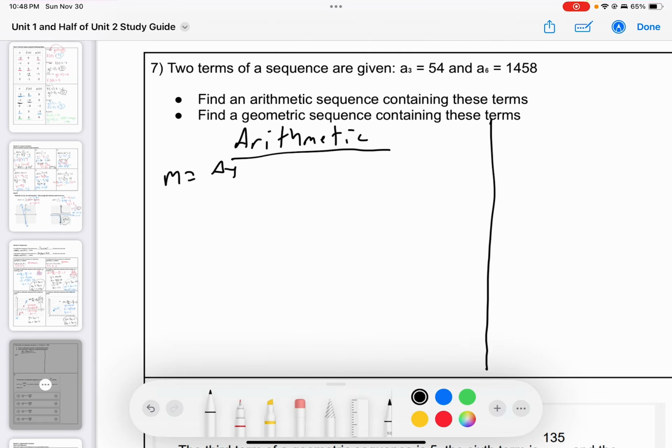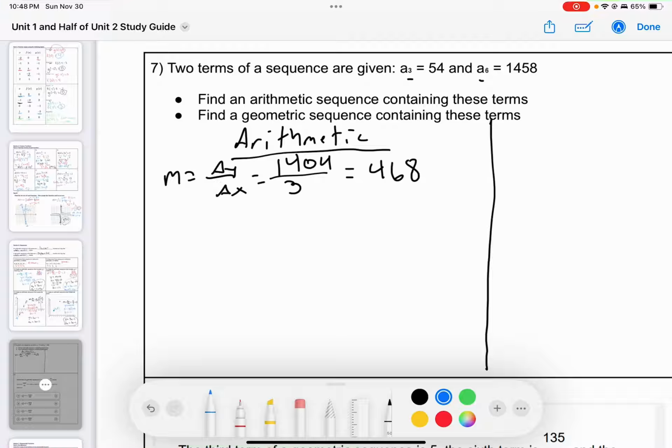M is the change in y over the change in x. So the change in x is 3, right? We go from 3 to 6. The change in y here, 1458 minus 54, that is 1404. And so 1404 divided by 3, that is 468. So the slope is 468.